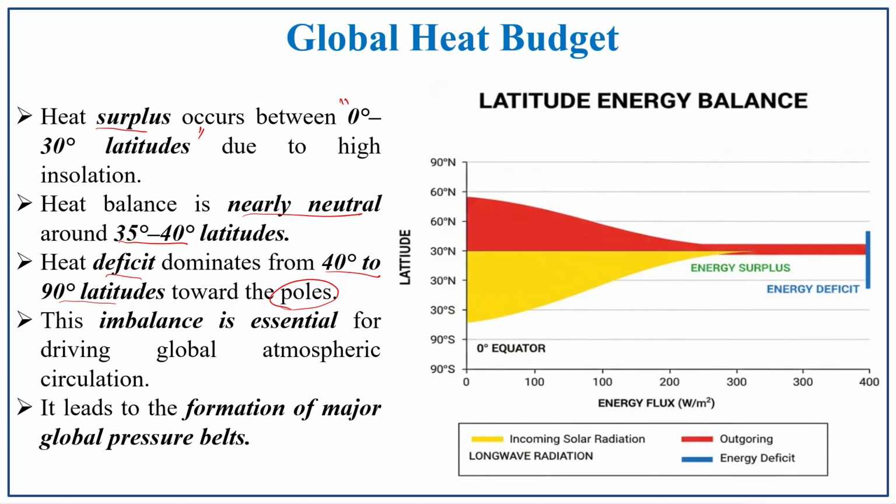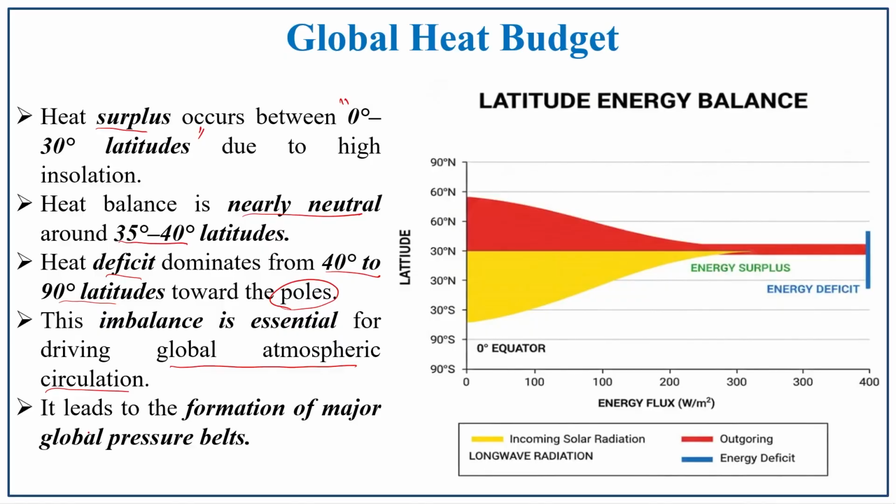This imbalance is essential. Is it essential or not? Yes, it is essential. It is essential for what? For global atmospheric circulation. We have the global atmospheric circulation, how the air or wind is transferred from one latitude to another latitude. So, what is the effect of it? That is mainly due to this global heat imbalance. This leads to the formation of major global pressure belts. In the globe we have various pressure belts, and those pressure belts are created because of this imbalance.